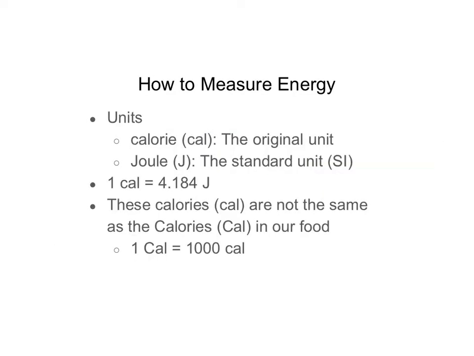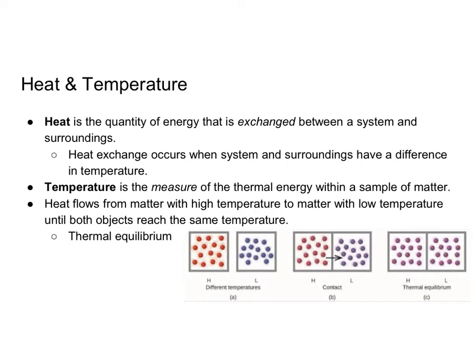So our measurement of energy is the units that we measure. Calorie was the original unit. Joule is the standard unit, or the SI unit. So there's a conversion: 1 calorie is 4.184 joules. The calories that we're talking about, the little calories, are not the same as the calories in food, which are actually the big C, and that is equal to 1,000 calories in terms of energy.